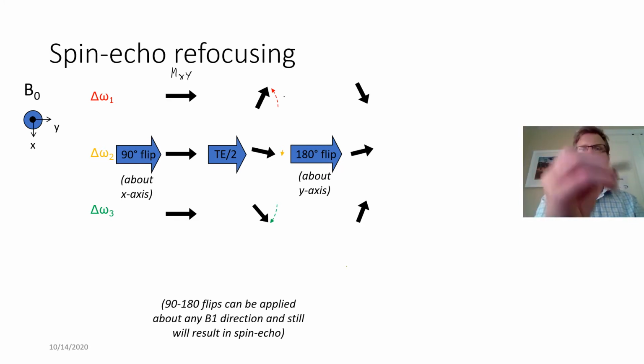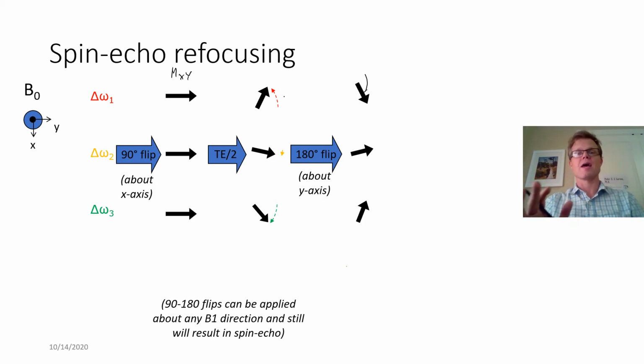So the 180-degree flip is flipping them around, in this case, the y-axis here. Okay, so we flipped it over this way. You can think of it as like flipping a pancake, for example. And it's done for all of the spins.